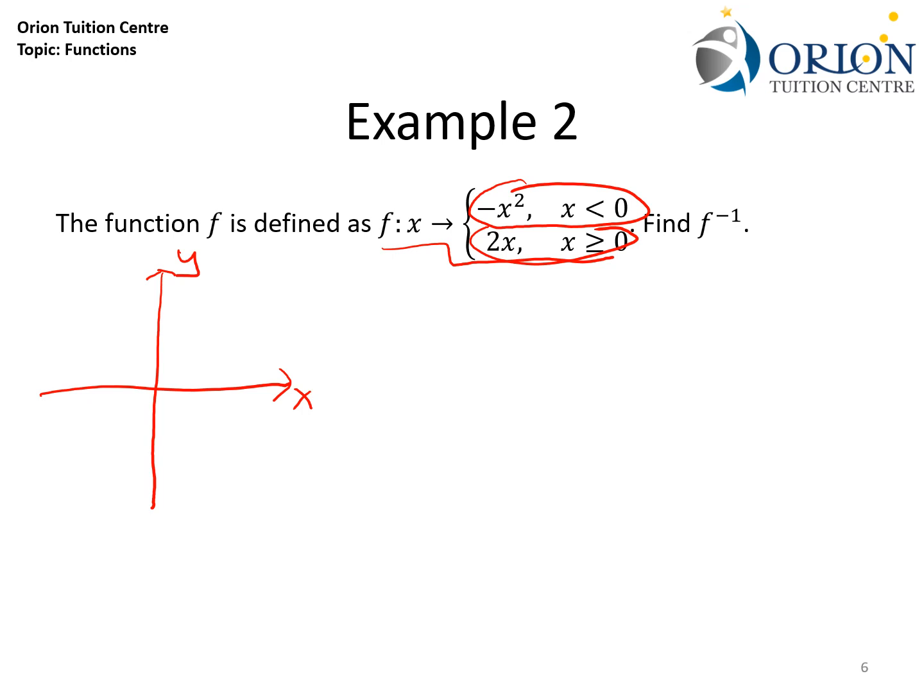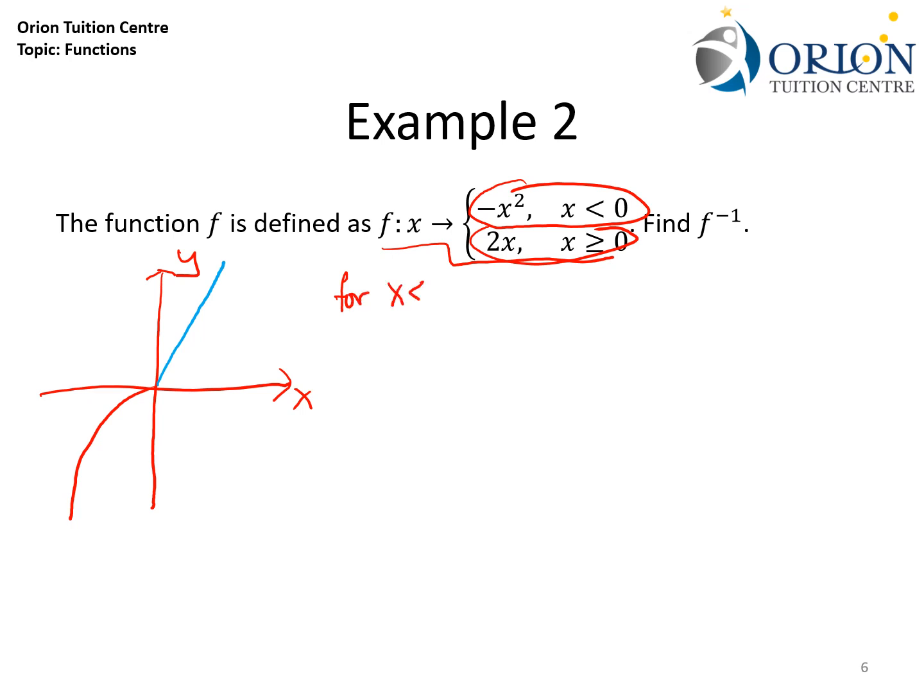For anything that is less than 0, we get minus x squared, which is this graph over here. For anything more than 0, we get 2x, which is this graph over here. So now let's try to find out what are the inverse functions for each of these components.